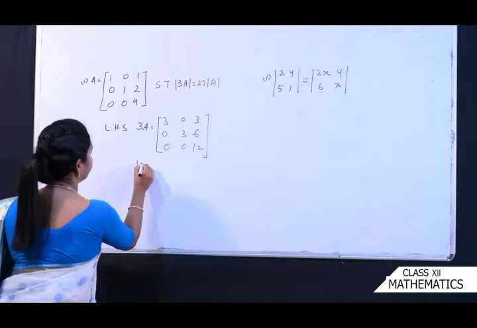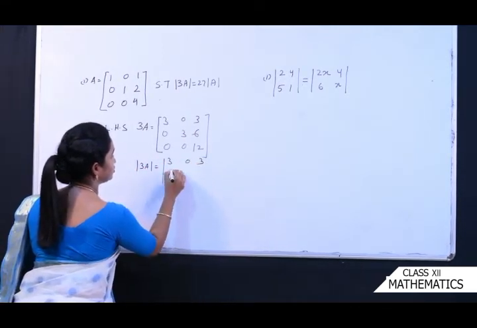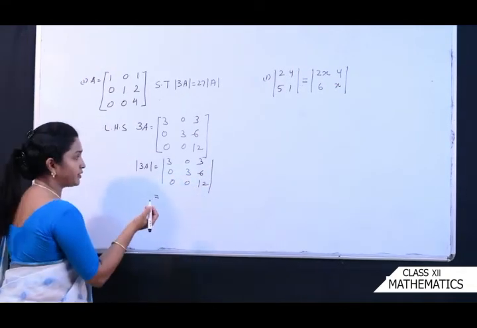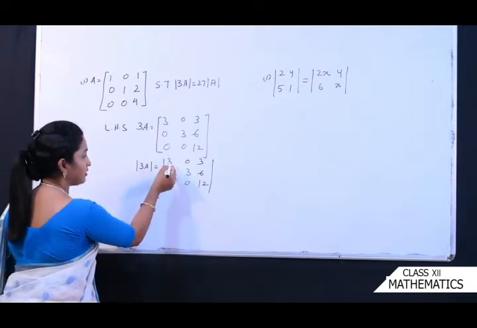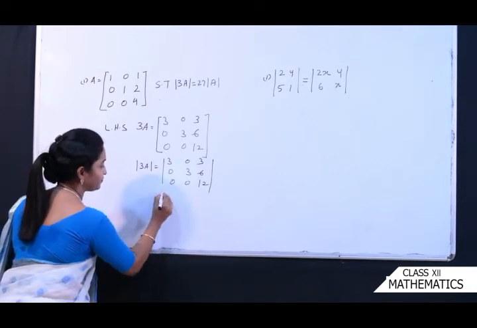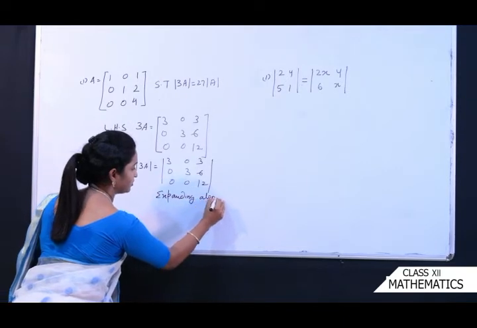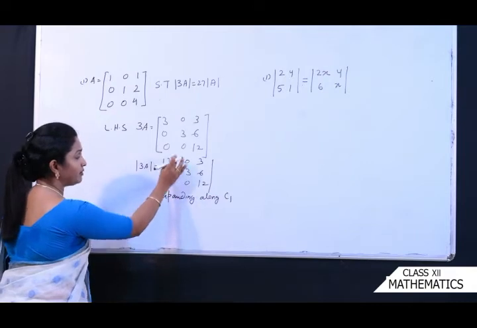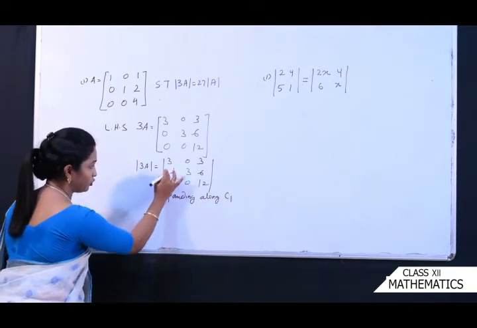When you find the determinant of 3A, that is 3, 0, 0, 0, 3, 6, 0, 0, 12, you know how to find the determinant. You'll expand along which row or which column here? See here, in the first column you have got 2 zeros. So expanding along column 1, your calculation will be easier to solve, because the number of zeros is more, so it's better that we go for column 1.